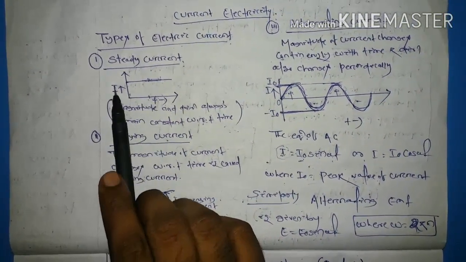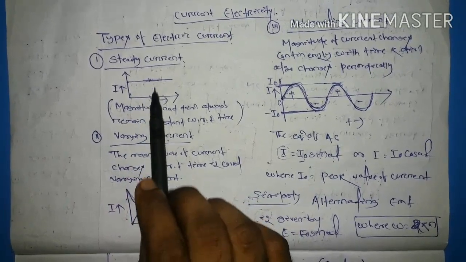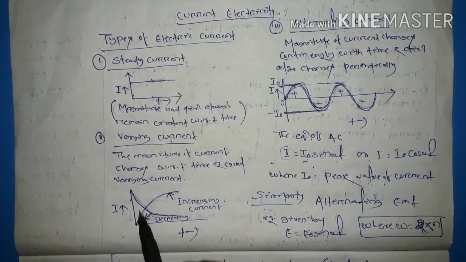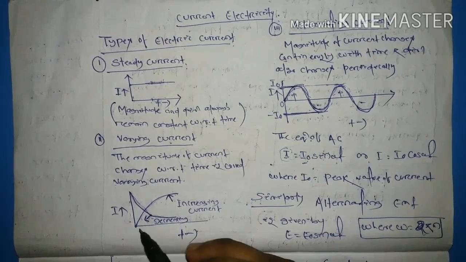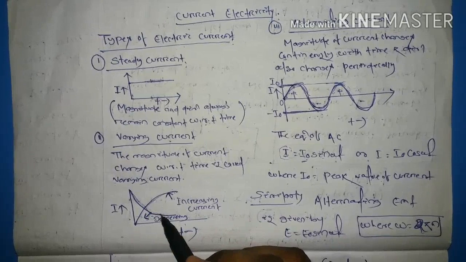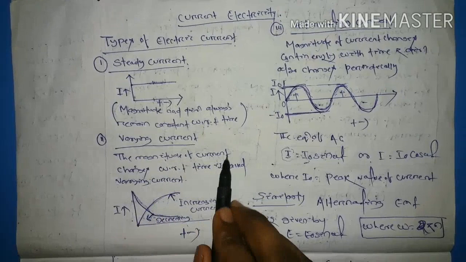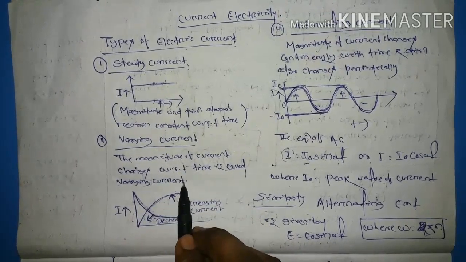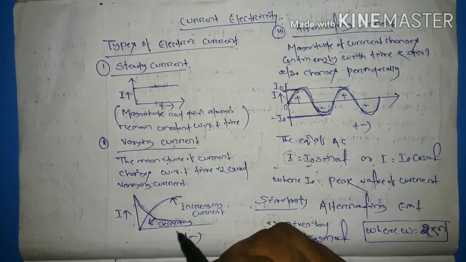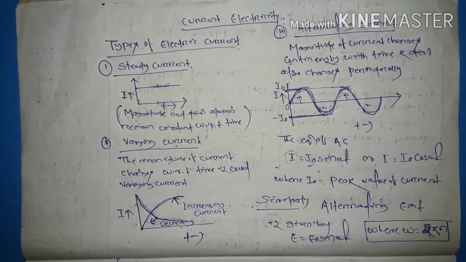This figure indicates the current versus time, and the parallel line indicates the magnitude and direction of the current always remain constant. Second, varying current. The graph indicates varying current. This graph indicates current increasing, this graph indicates current decreasing. So magnitude of current changing with respect to time is called varying current. This graph indicates increasing and decreasing of a current, this is increasing of current and this is decreasing of current with respect to time.